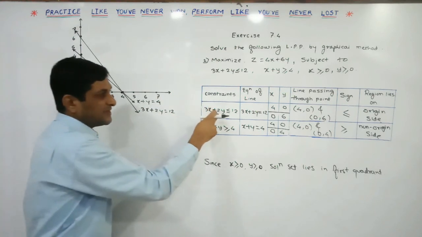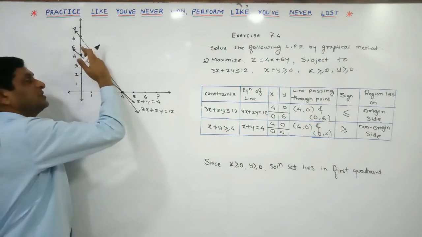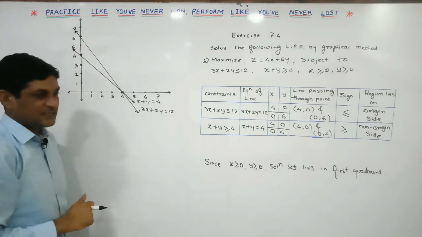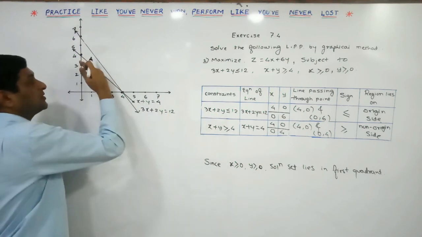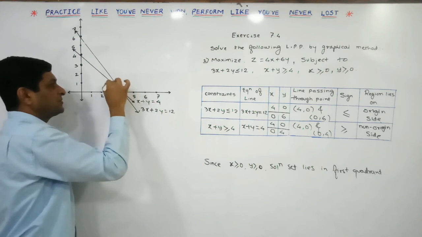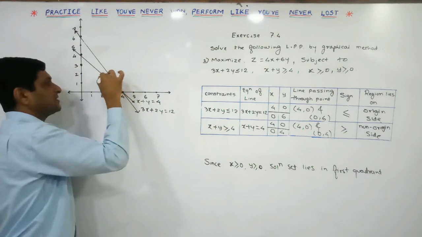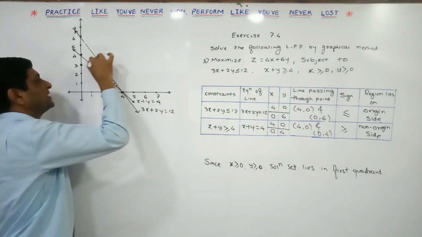Now for this first line, less than means origin side part will be our solution set, and for the second line, greater than appears, means non-origin side part will be the solution set. So here we can easily observe that this is the region or set of all points satisfying the given constraints.